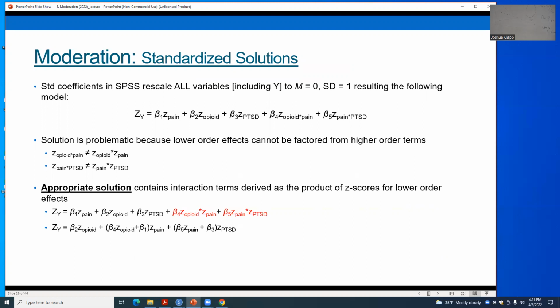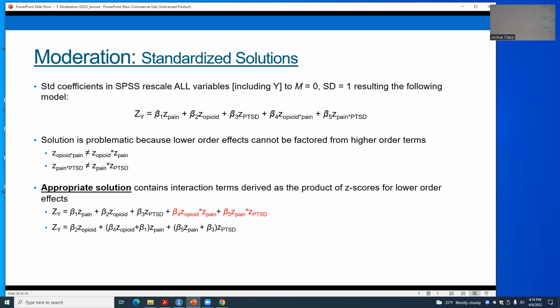Because for your base model, you created an interaction term for pain and opiate use and pain and PTSD. What SPSS is doing is, whatever that column of numbers is, it's just taking the z-score of that variable. But the z-score of that variable isn't equal to the z-score of the one multiplied by the z-score of the other. I can't retrieve this from that, okay? And so for those standardized coefficients, we need to create a new interaction variable that's just the product of the two z-scores.